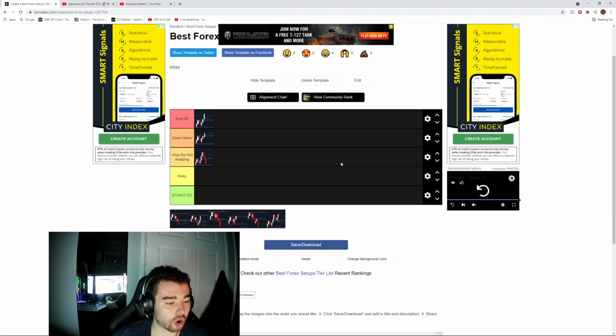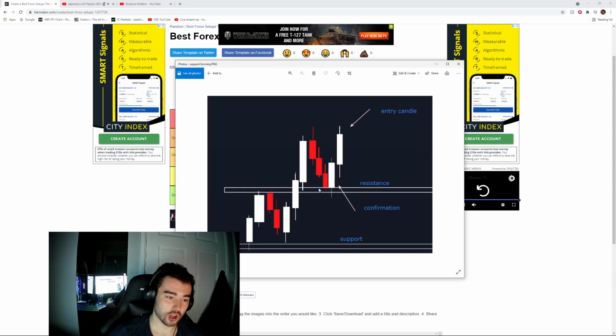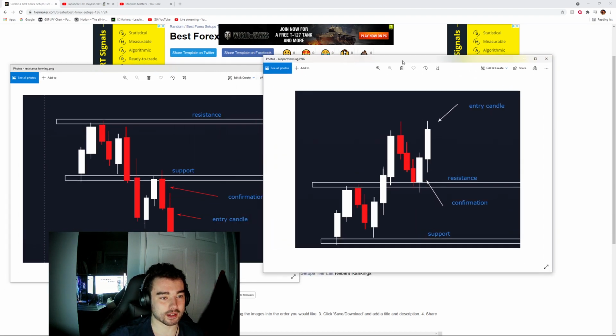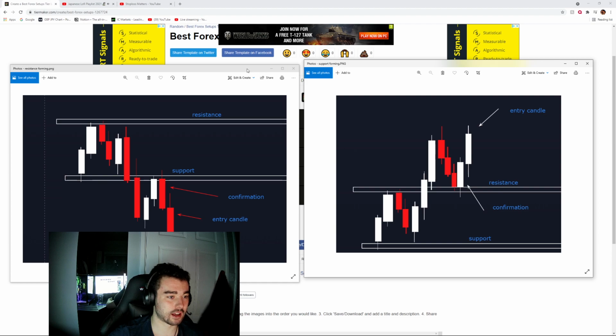The next one, let's take a look. Oh, I like these ones, okay? So this is a beautiful, beautiful way to get into a trade. Let's have a look over here. So it is support forming and also resistance forming. Let's get both of them up. So here they are side by side, exactly the same, but just one's for sells and one's for buys.